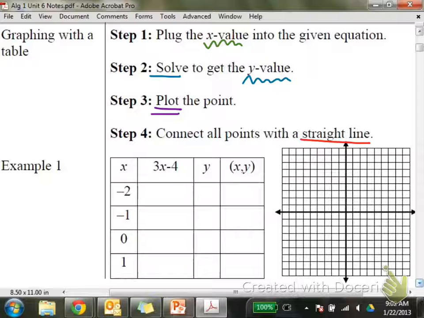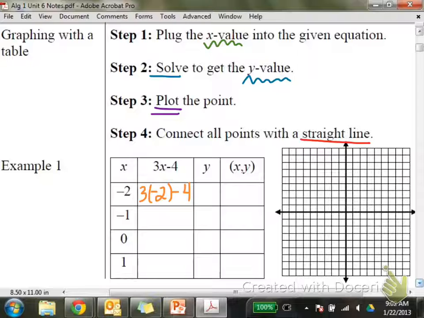Okay, so for example 1, you have your x values in that far left column. 3x minus 4, that is the equation for the line. So what you're going to do is take the x value for each row and plug it in for the x value in the equation. So for the first one, we would write out that second box as 3 times x, but x is going to be what? Negative 2. So 3 times negative 2 minus 4.